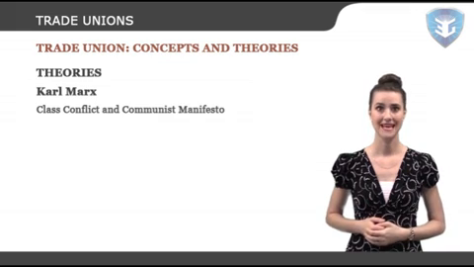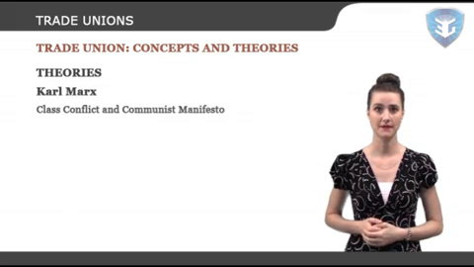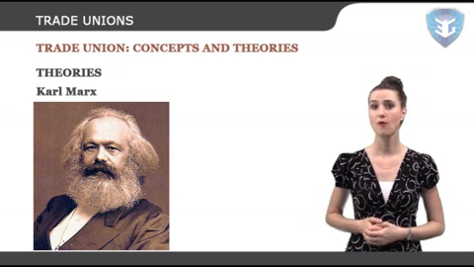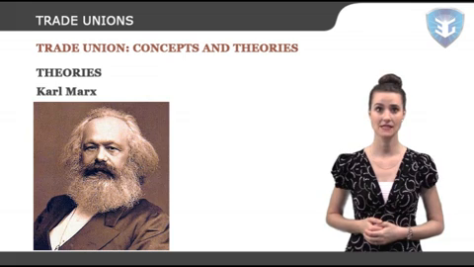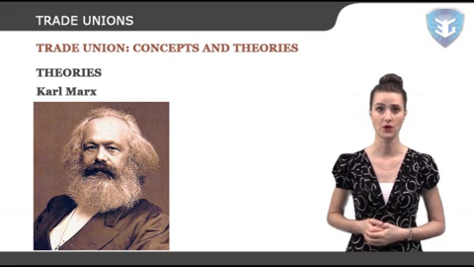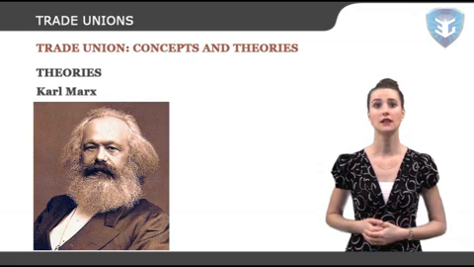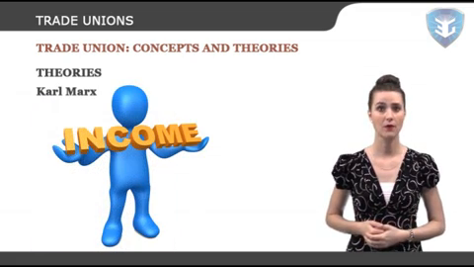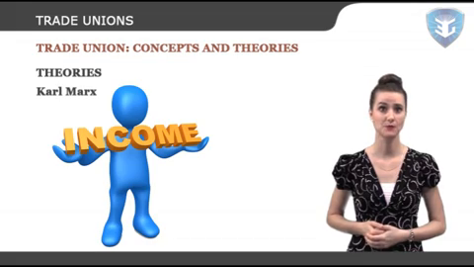Karl Marx. Class Conflict and Communist Manifesto. According to Marx, trade unions are the natural outcome of capitalism. They perform a necessary and useful task in protecting wages and proper working conditions. They should not limit themselves to these goals. Rather, they should use their power to emancipate the working class by putting an end to the capitalist system.